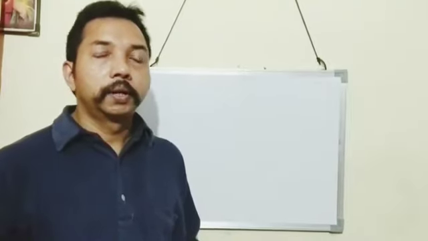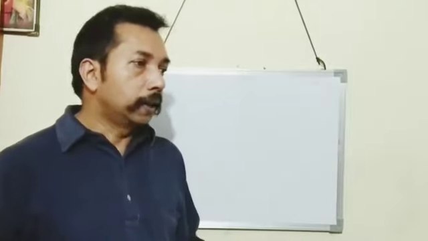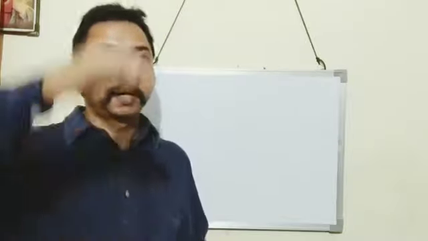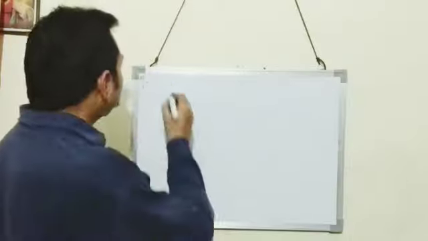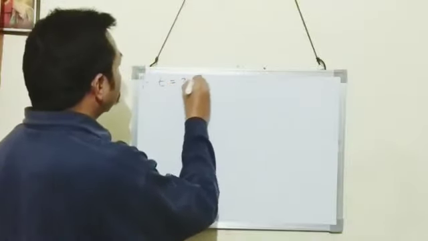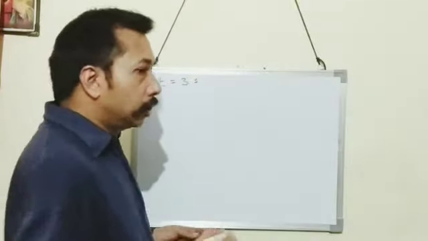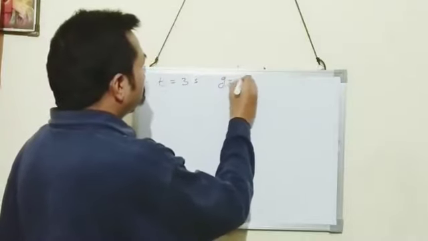Now we are doing question number 9. A ball is released from a height, and it reaches the ground in 3 seconds. Time taken is 3 seconds. G is 9.8 meter per second square.